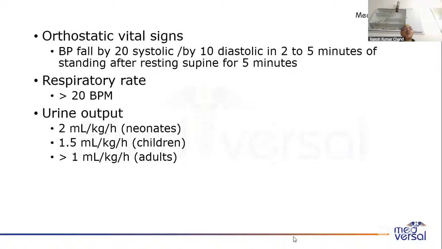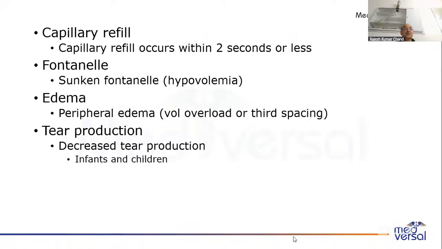There will be a decline in blood pressure. There may be orthostatic vital signs, where blood pressure will fall by 20 systolic or 10 diastolic within 2 to 5 minutes of standing after resting supine for 5 minutes. The respiratory rate will be more than 20 breaths per minute, and there will be a fall in urine output. Normal urine output should be 2 ml per kg per hour in neonates, 1.5 in children, and at least more than 1 ml in adults.